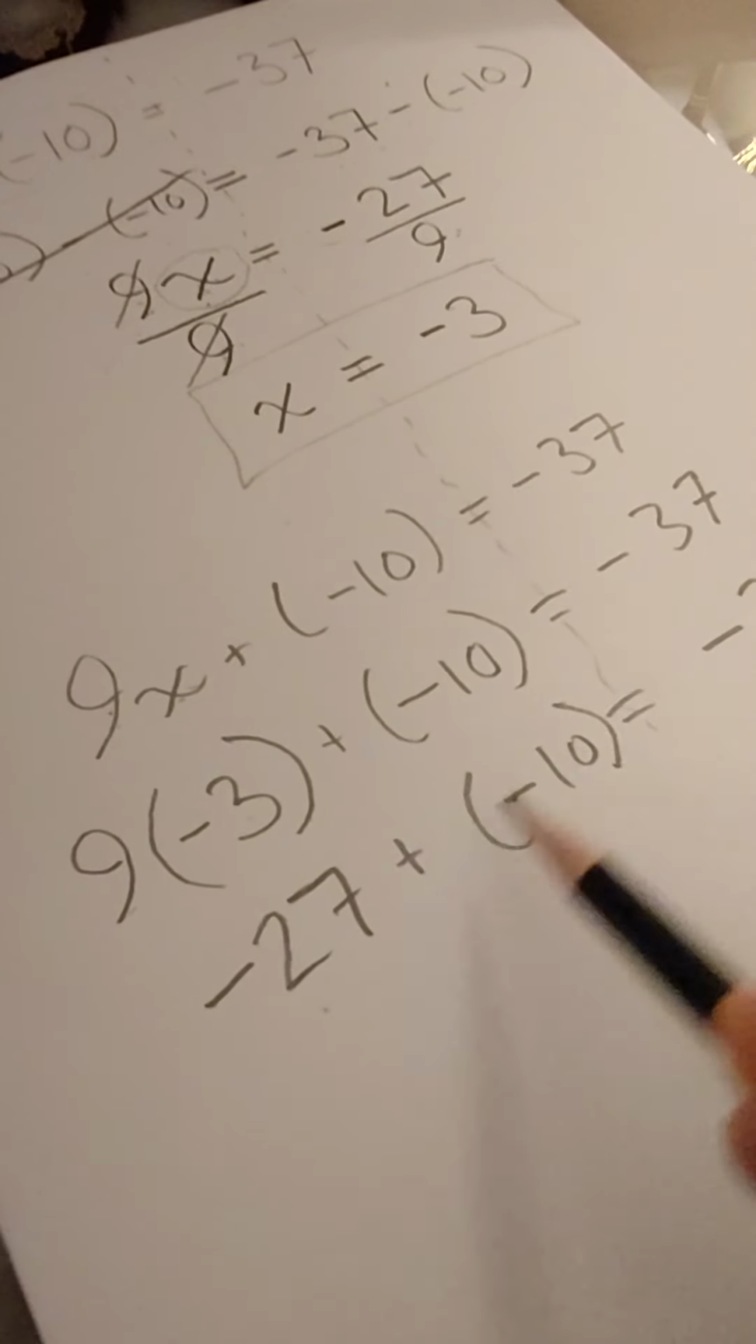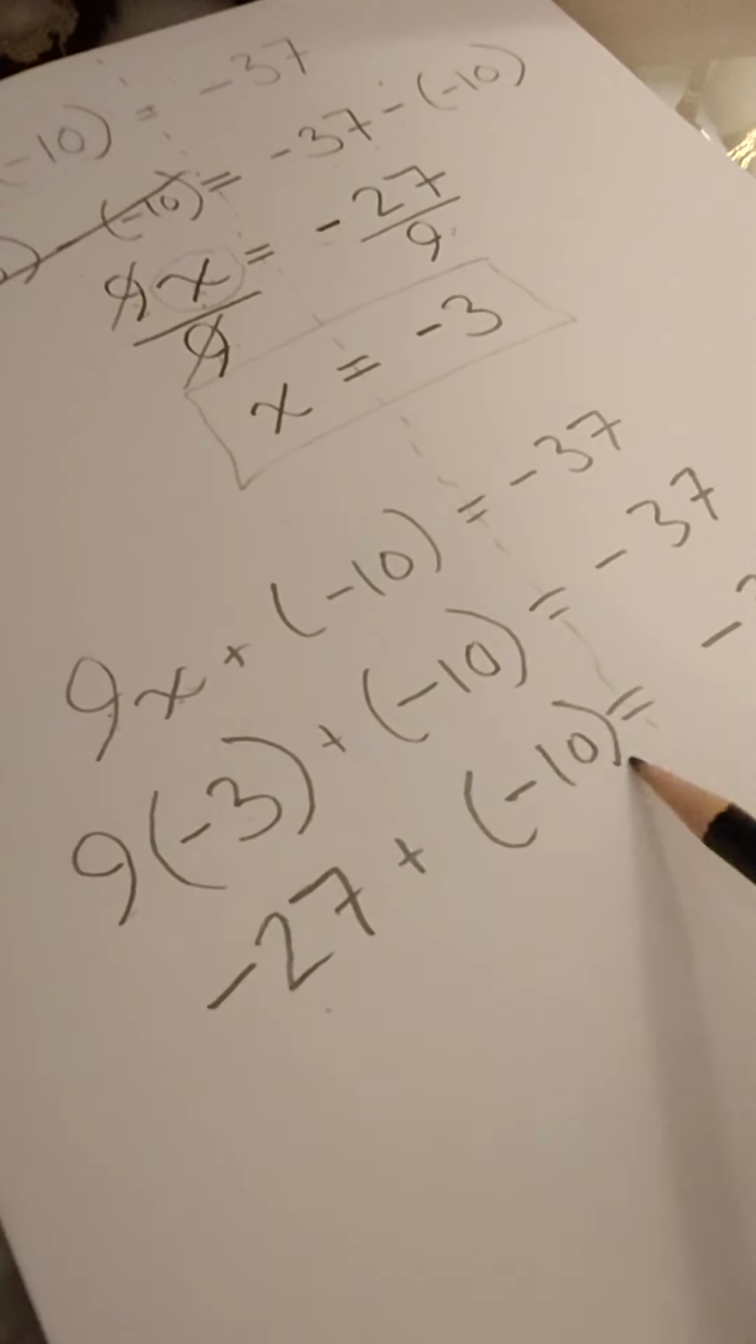Negative 27 plus negative 10 is going further towards the negatives, right? Remember, you're already having a pretty bad day and you're adding more bad vibes. It's going to go further into the negatives. Negative 37 equals negative 37. If you get the same answer on both sides of the equal sign when you do your check with the substitution, you know you did it right.